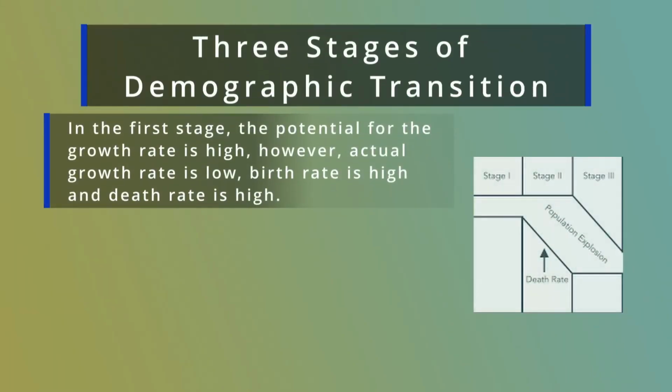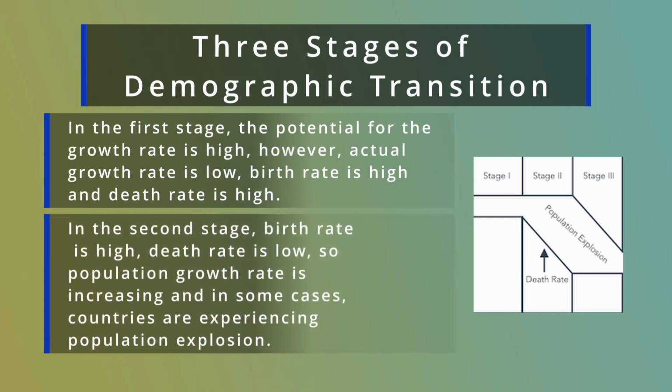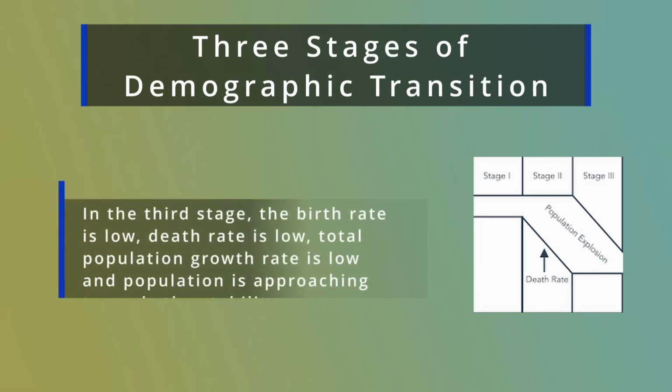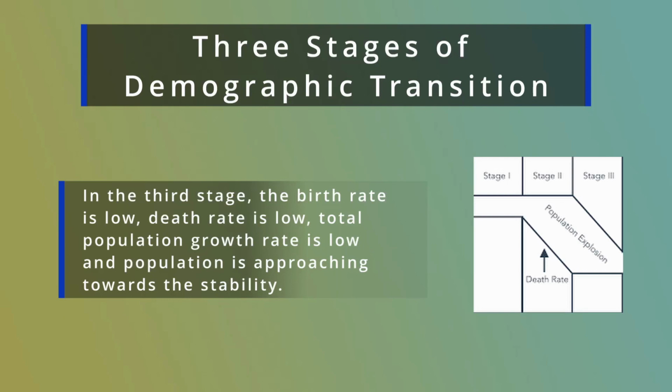So what can we say about the three stages of demographic transition? In the first stage, the potential for the growth rate is high, however the actual growth rate is low; birth rate is high, and death rate is high. In the second stage, birth rate is high, death rate is low, so the population growth rate is increasing, and in some cases countries are experiencing population explosion. In the third stage, the birth rate is low, death rate is low, total population growth rate is low, and population is approaching stability.